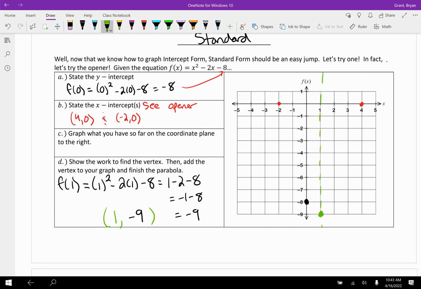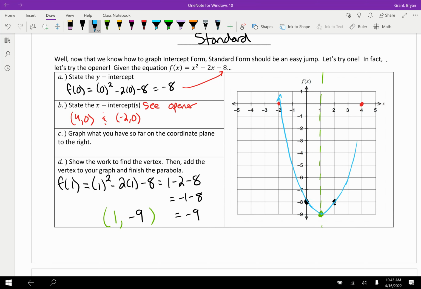And we usually like to include 5 points with this parabola, and I think we can because of that symmetry, right? The y-intercept is 1 space away from that symmetry, so I can put its symmetric point on the other side. And we can finish off our parabola.